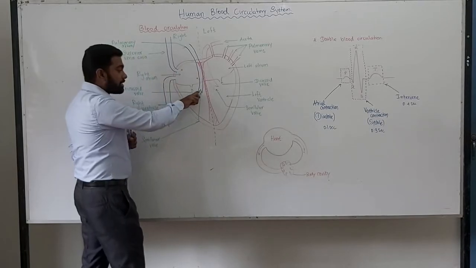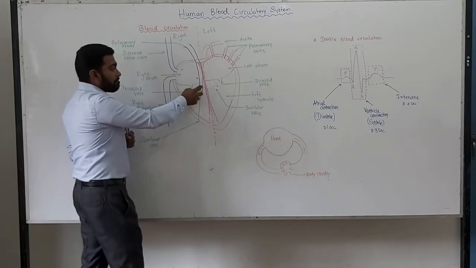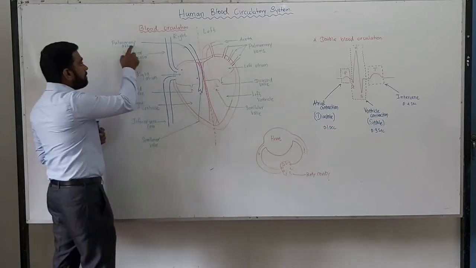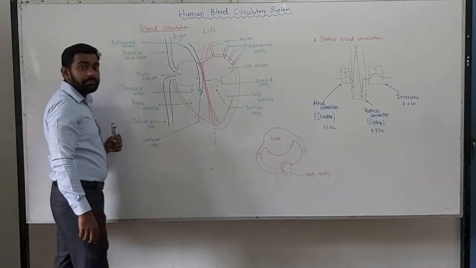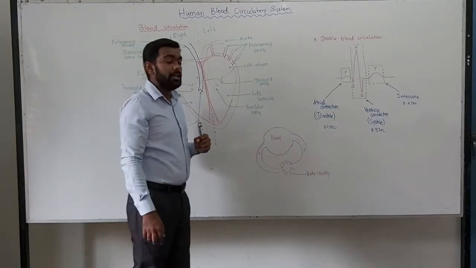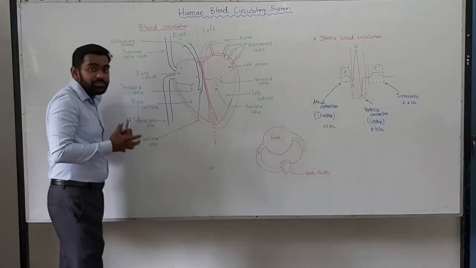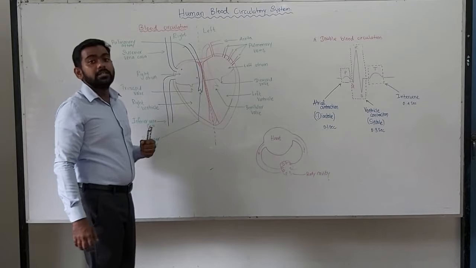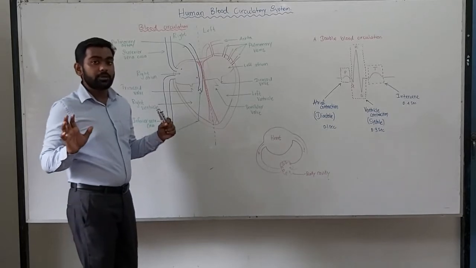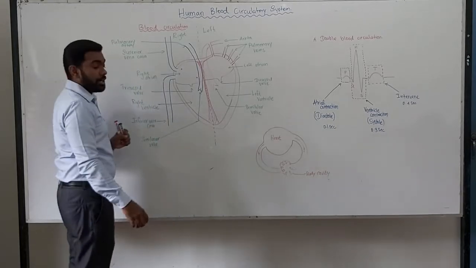And you can see here there is a blood vessel, we call that the pulmonary artery. Pulmonary means it is related to the respiratory system. So this artery brings the deoxygenated blood to the lungs. There are two lungs, left and right. That's why it divides into two branches, right?